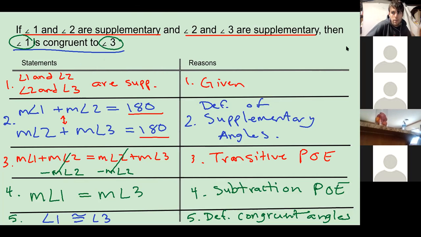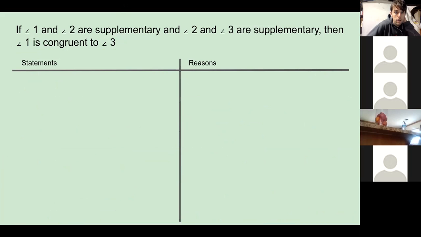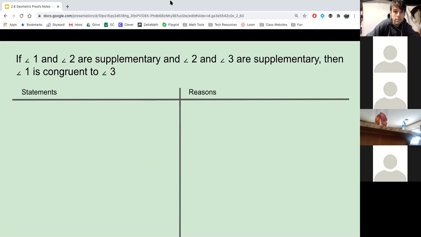So I want to talk about the homework. Tomorrow we'll actually go over a few of the problems just to make sure everybody understands what's going on. So let me leave this.